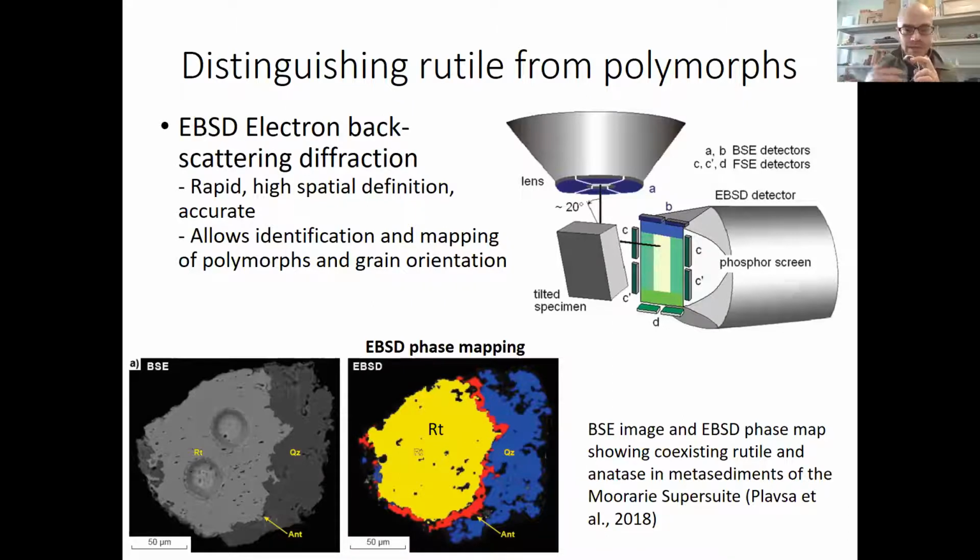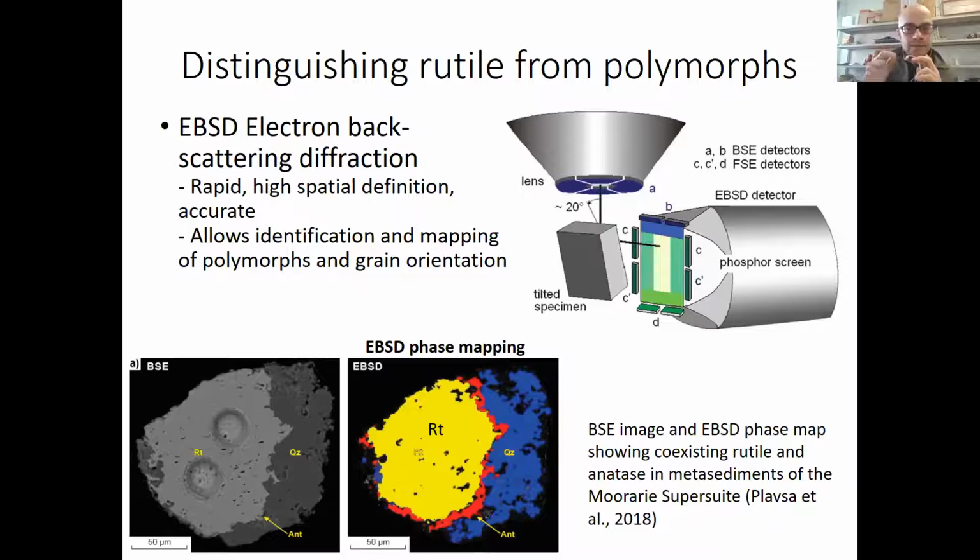On the downside, it is supposedly less widely available than Raman. It's an SEM-based technique where the samples are tilted at around 70 degrees, and when the electron beam interacts with these polished samples, we have diffraction of elements of the electron beam, and this diffraction produces a pattern or patterns called Kikuchi patterns, which can be collected by a special EBSD detector.